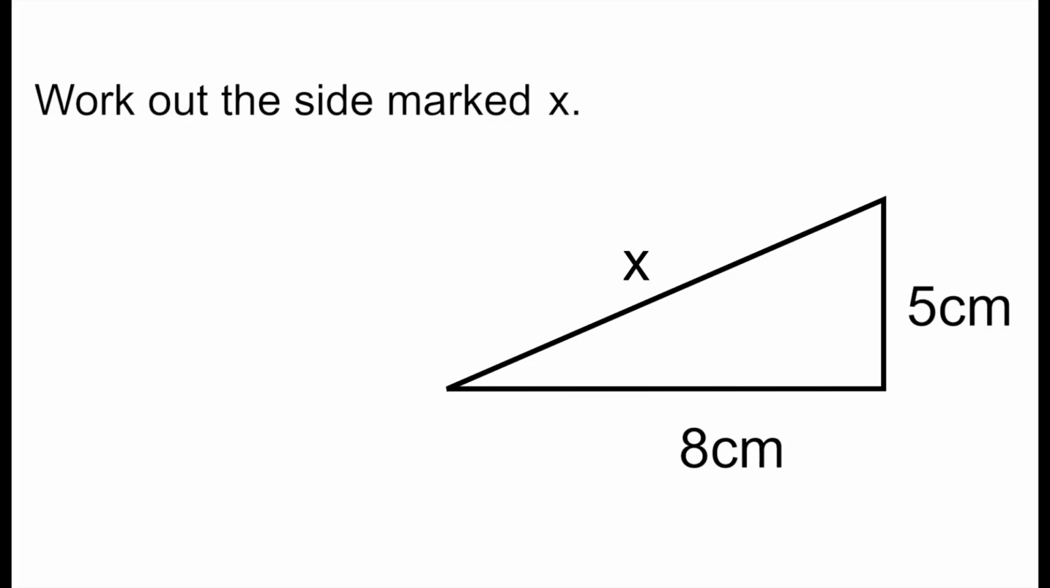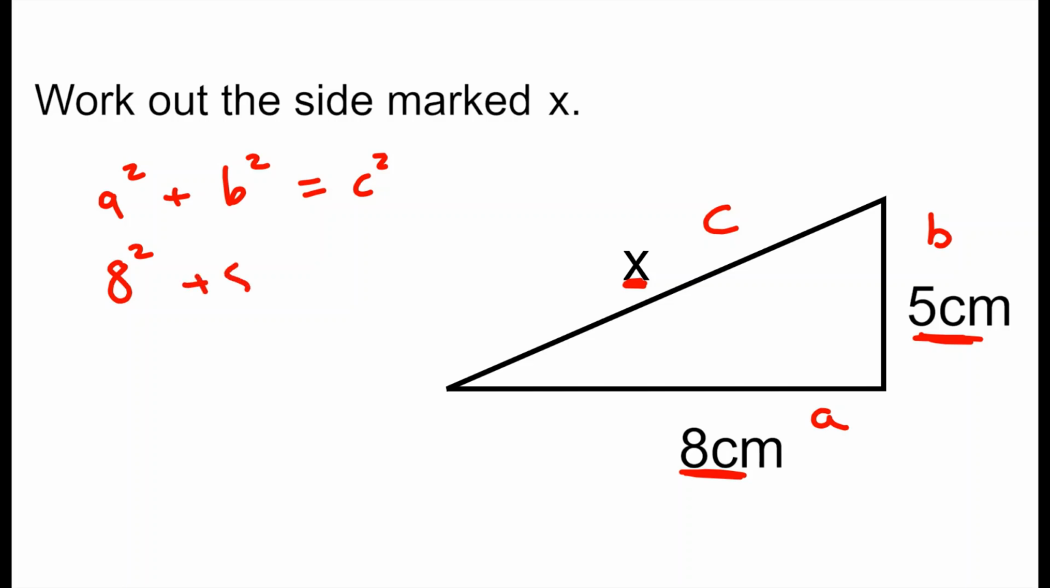So if we look at this example here, we're missing this side x, but we've got the other two, 8 and 5. So the first thing we're going to do is label our sides. So A and B are the shorter ones, so I'm going to label them A and B. Remember, it doesn't matter which way round those two go, but the longest side is always C. So I'm going to start by writing out my formula. A squared plus B squared equals C squared. And then I'm going to replace A and B with the 8 and the 5. 8 squared plus 5 squared equals C squared.